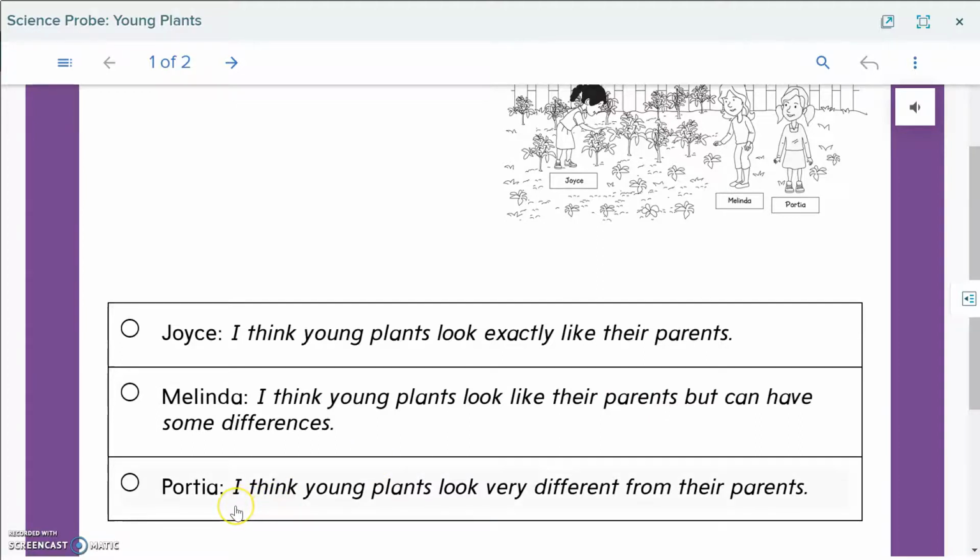Okay, now let's see Portia. I think young plants look very different from their parents. Is that sentence true or false? False. So who has the best idea about the plant parents and their offspring? Melinda. So please circle Melinda's sentence: the young plants look like their parents, but can have some differences.